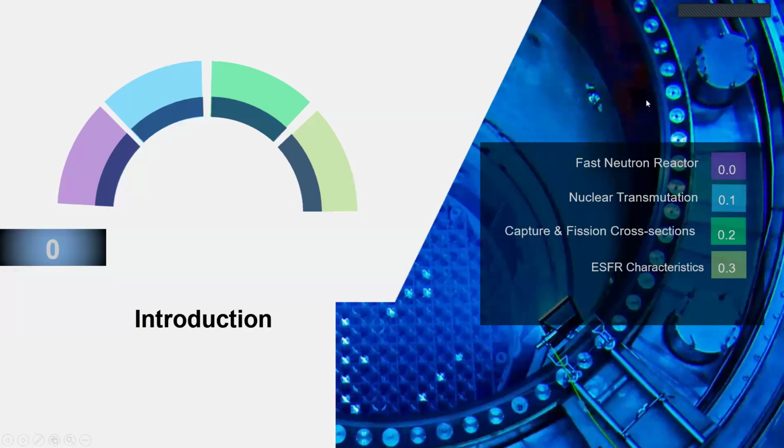All right, so in the introduction, I'll briefly talk about what a fast neutron reactor is, and the concepts used in a fast neutron reactor, like nuclear transmutation, and capture and fission cross-sections. And then I'll give a few characteristics of the European sodium-cooled fast neutron reactor. Let's move on to the next slide, please.